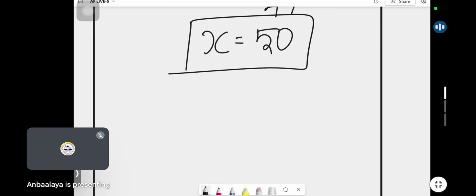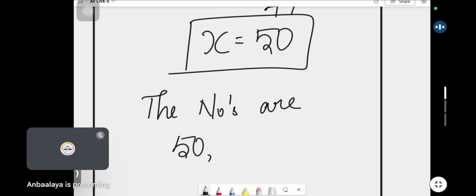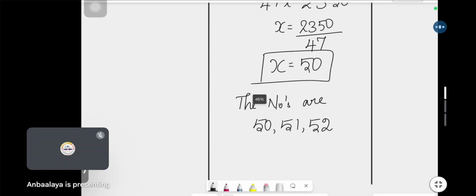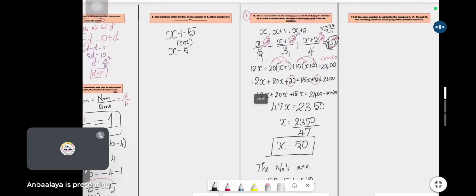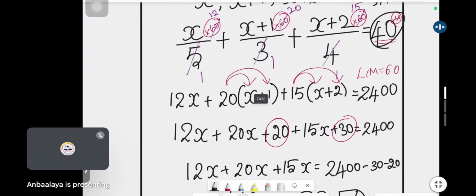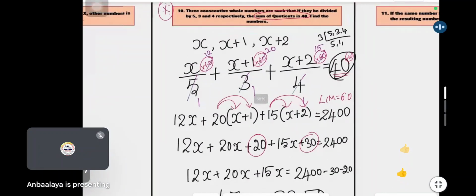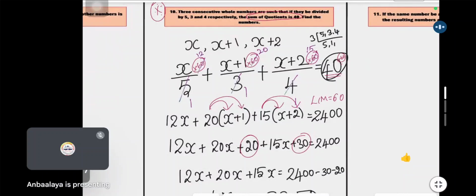Okay, since we found the first number as 50, now we can find the remaining numbers. So I can write the numbers are 50. What is the next number? 51. Next number? 52. These are the numbers. You can take a screenshot of this one. Since this is a very long question, I'm going to show the first half to you. Take a screenshot of the first half and then we can take a screenshot of the second half.